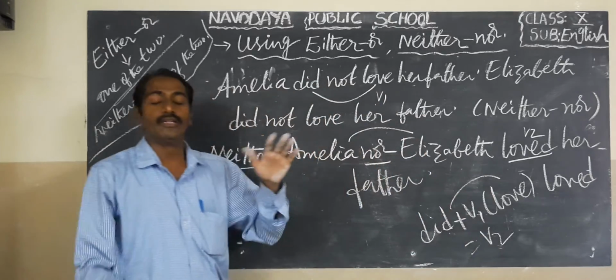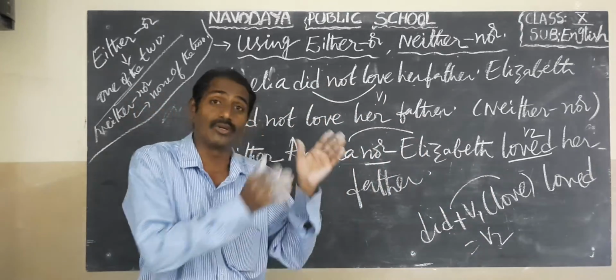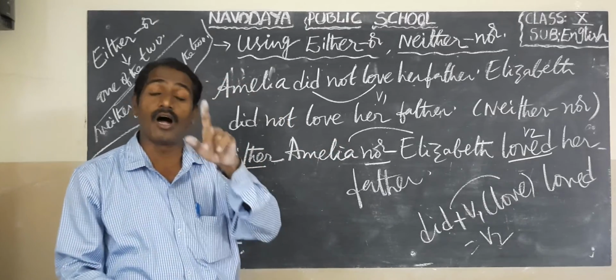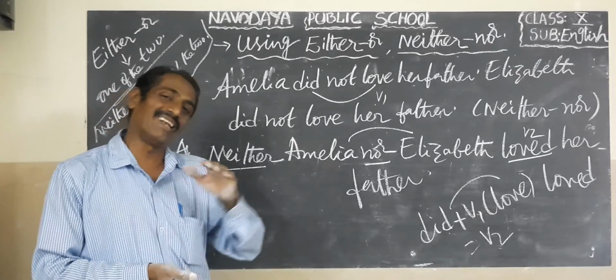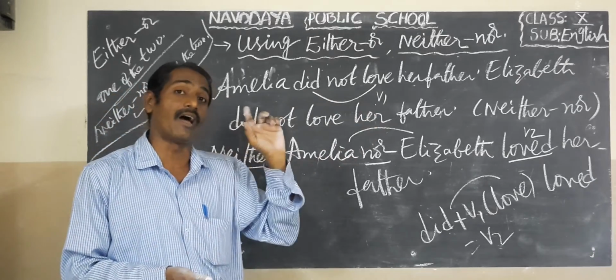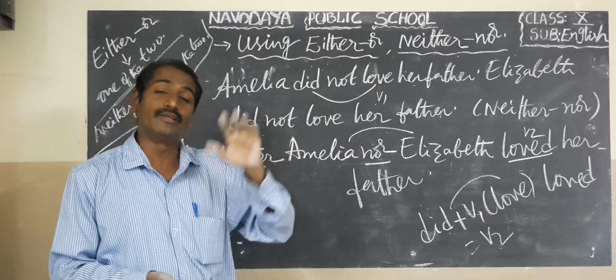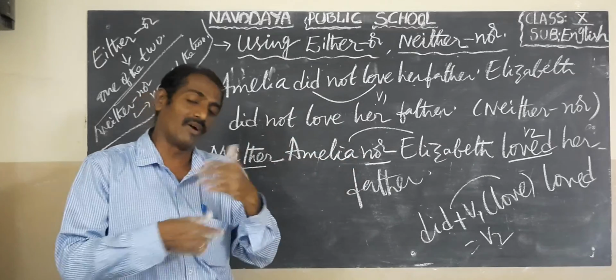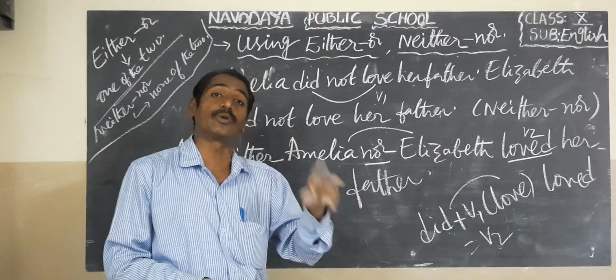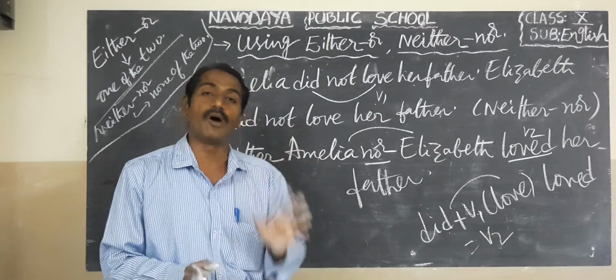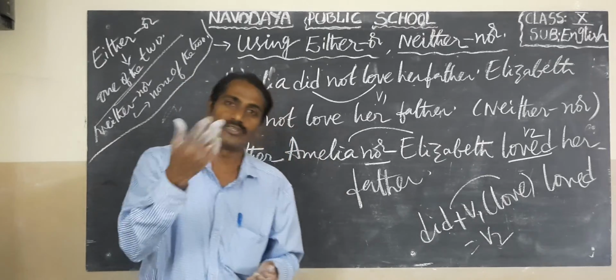In this way, I think you have to practice neither nor, either or from your workbooks, unit 2. Last time, in the previous class, I already explained unit 1, neither nor or either or. But I repeated it once in this unit, because it is a very important topic from your examination point of view, children. Okay, children. Thank you. We will see you next class.